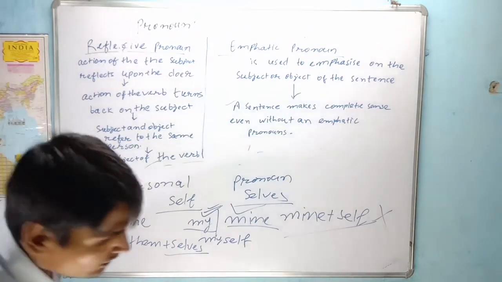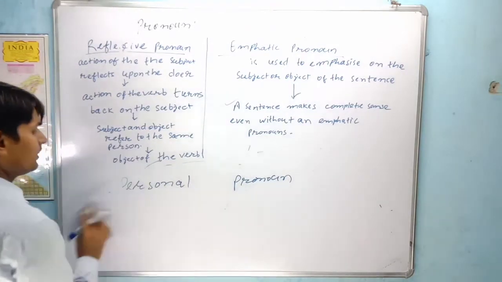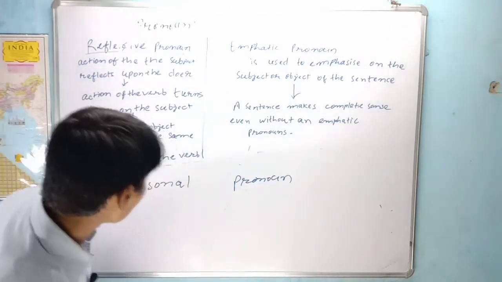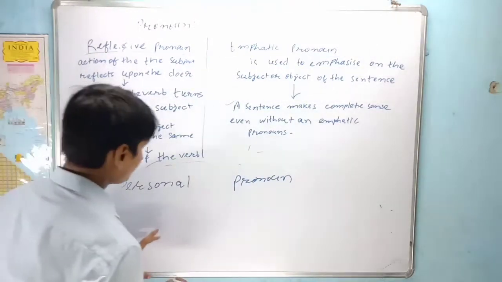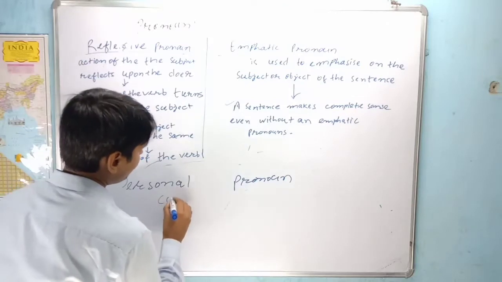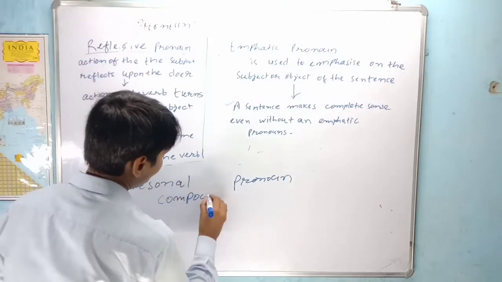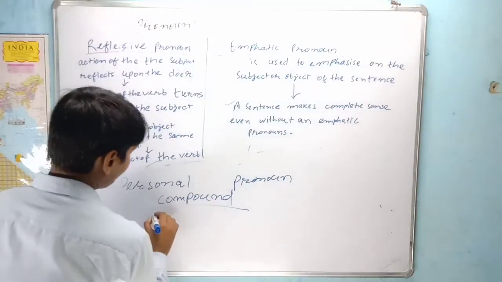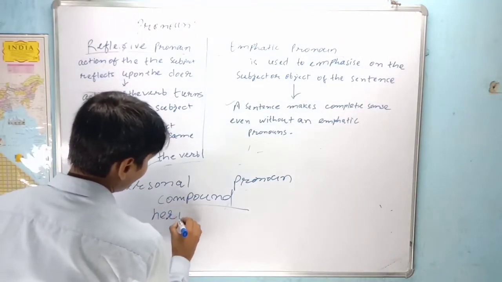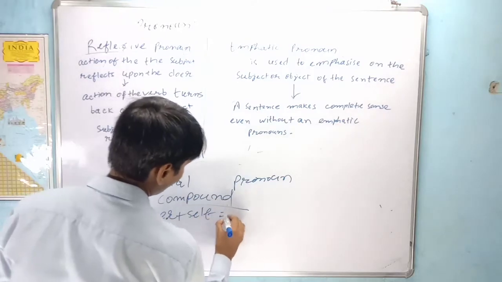Now let's explain it. Because we are making personal reflexive pronoun and emphatic pronoun with the help of the personal pronoun, it is also known as the compound pronoun. Compound. Why? Because you are compounding. For example, you take her and compound it with self, so it becomes herself.